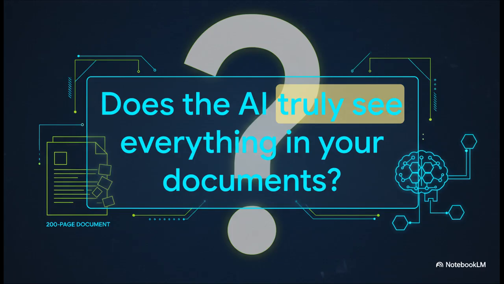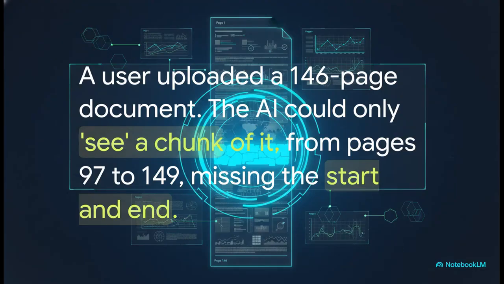Not at all. Check this out. A user on Reddit shared a perfect example of this. They uploaded a 146-page document. But when they started asking the AI about it, they found out it could only see a very specific chunk of it, pages 97 through 149. It was completely blind to the beginning and the end of the document. So what in the world is going on here?